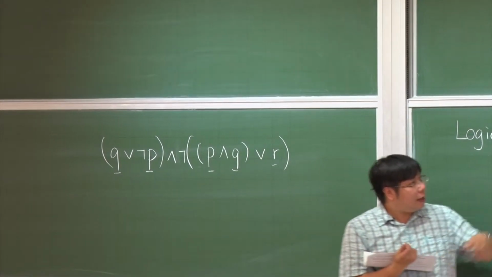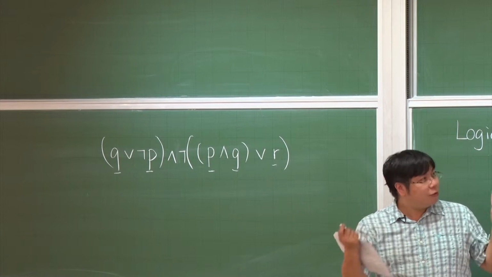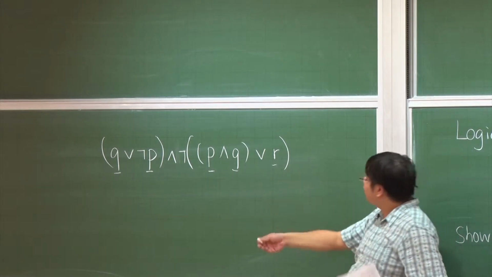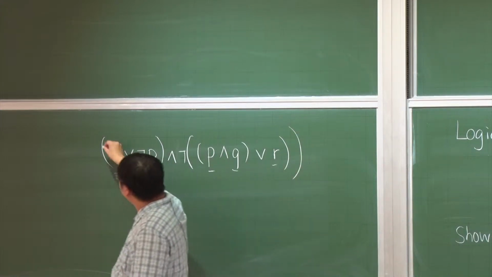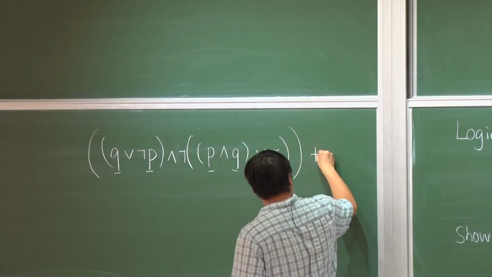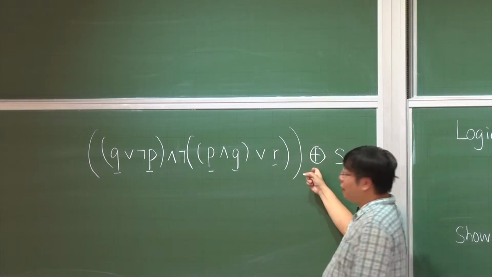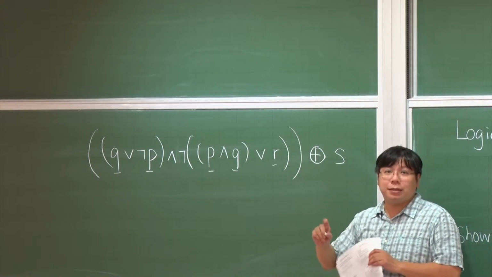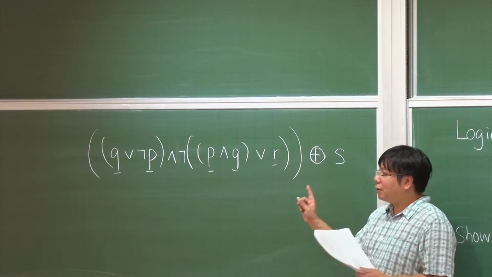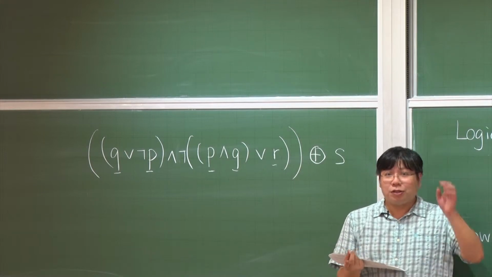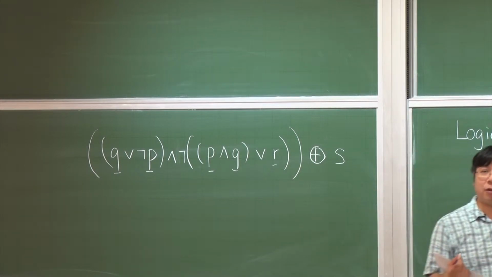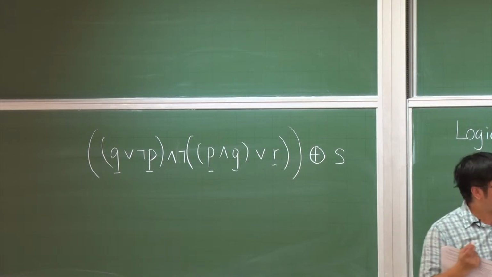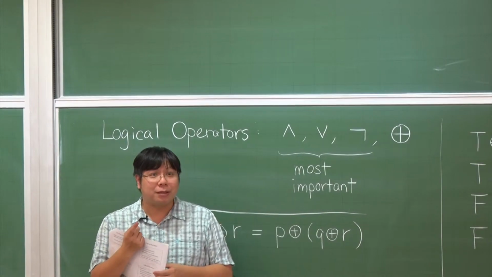And AND, OR, NOT are so great that no matter how complicated your proposition is, maybe you have a proposition that uses other logical operators, like this new operator, the exclusive OR, we can always write another proposition without using the exclusive OR. We can always just use AND, OR, NOT to represent every possible case. So that's why I call them important.